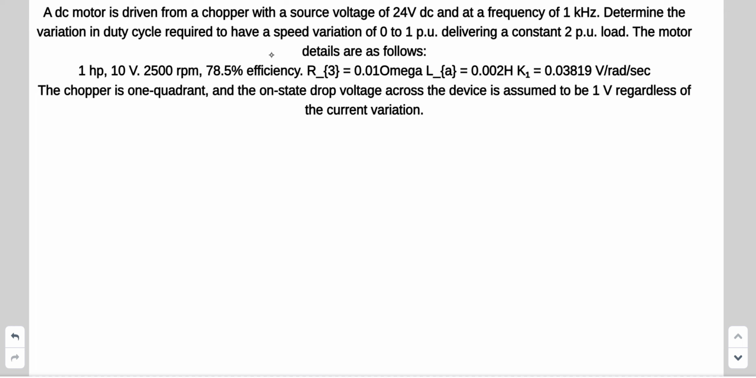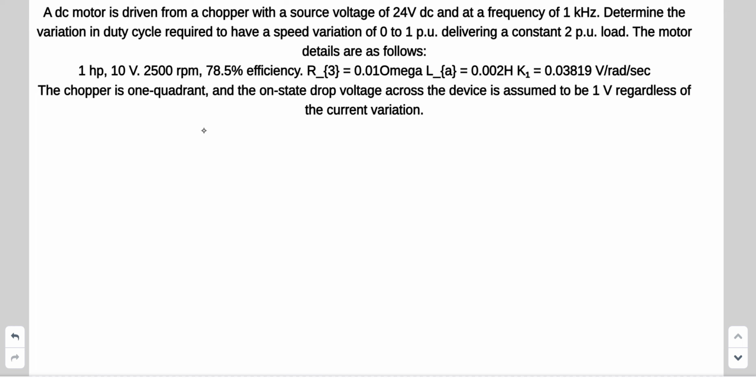The motor details are as follows. The chopper is one quadrant and the on state drop voltage across the device is assumed to be 1 volt regardless of the current variation. So these specifications about the motor are given and we have to calculate the variation in duty cycle required when the speed variation is 0 to 1 per unit.